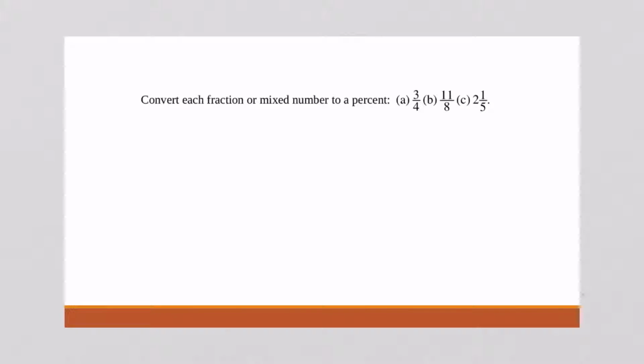Okay, there's a couple of different ways to work these problems. I think that the easiest way is to convert the fraction into a decimal first and then scoot that to the right 2 places. So on part A, I have 3/4. 3/4 as a decimal, you can grab your calculator, or you just know that 3/4 is 3 divided by 4, which is 0.75. If I scoot that to the right 2 places, I get 75%.